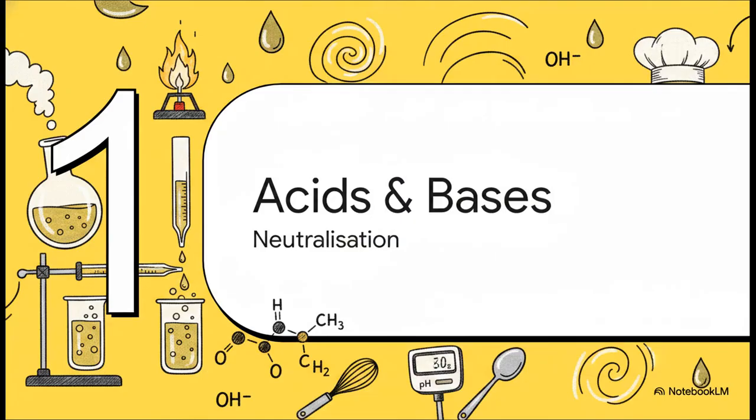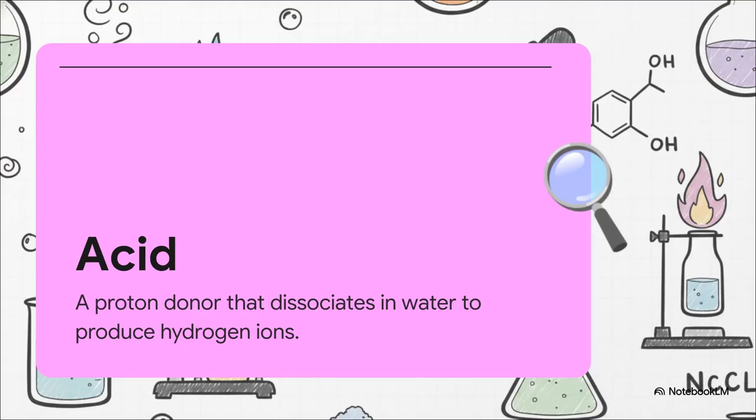Section 1, Acids, Bases, and Neutralization. Let's set up the fundamental ground rules for our chemical kitchen. So this entire chemical system completely relies on the exchange of protons. An acid is essentially a proton donor. It dissociates in water to produce positively charged hydrogen ions. On the flip side, a base is a proton acceptor. It's really just one continuous transaction, with acids generously giving their protons away and bases stepping up to gladly accept them.